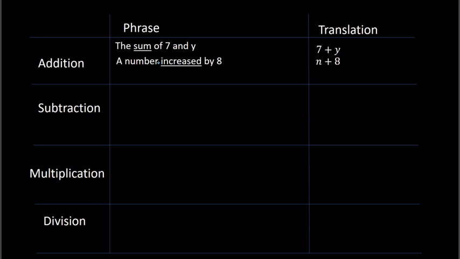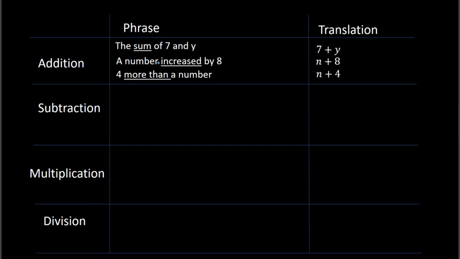Next we have 4 more than a number. More than would mean addition. So 4 plus something, and we're adding 4 plus a number. So 4 plus n, or 4 plus x, or some sort of variable. So that would be my translation. And with addition, it doesn't matter which one comes first. If it's 4 plus n or n plus 4, it's the same expression.